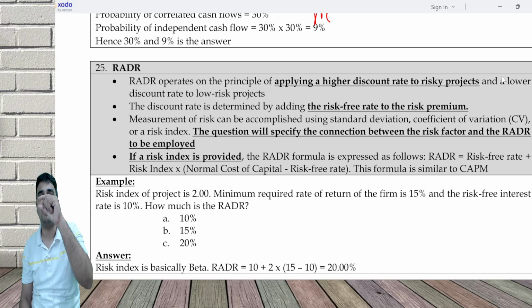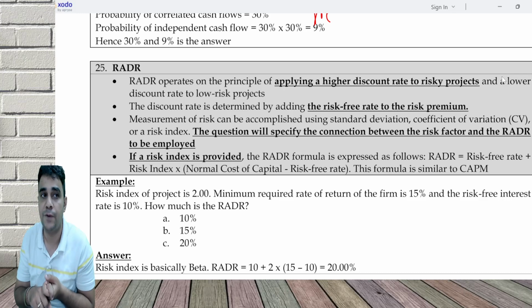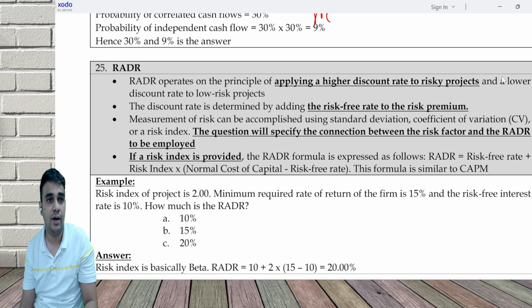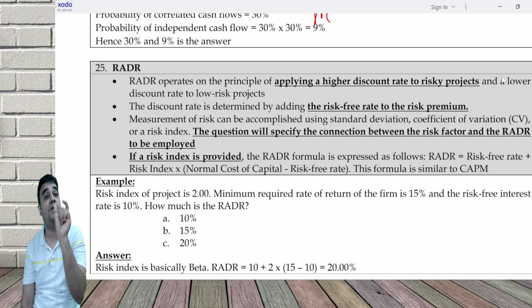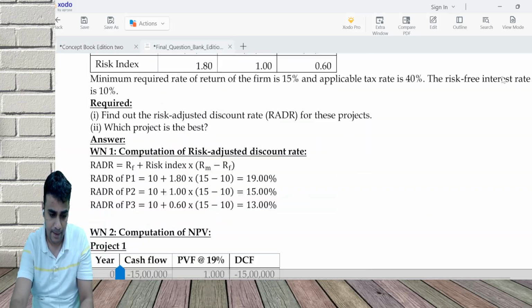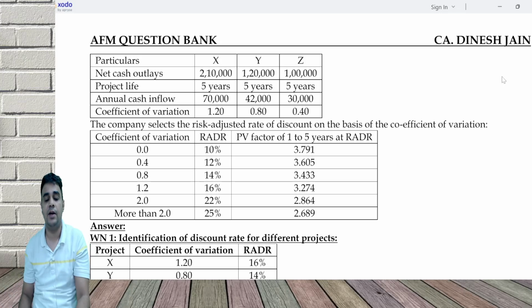So a question will give you the cost of capital, but you cannot use that as the discount rate for all the projects. You will have to use different discount rates. How can I do this? I saw one exam question where they gave standard deviation and mapped it to a discount rate. Higher standard deviation, higher discount rate; lower standard deviation, lower discount rate. In one exam, they mapped with coefficient of variation.